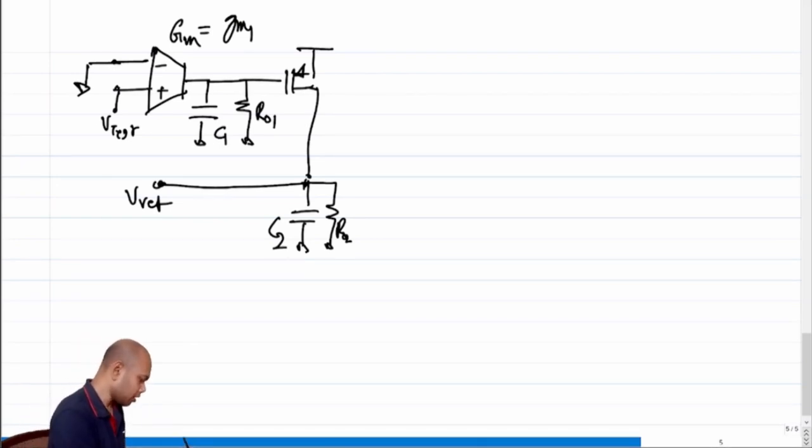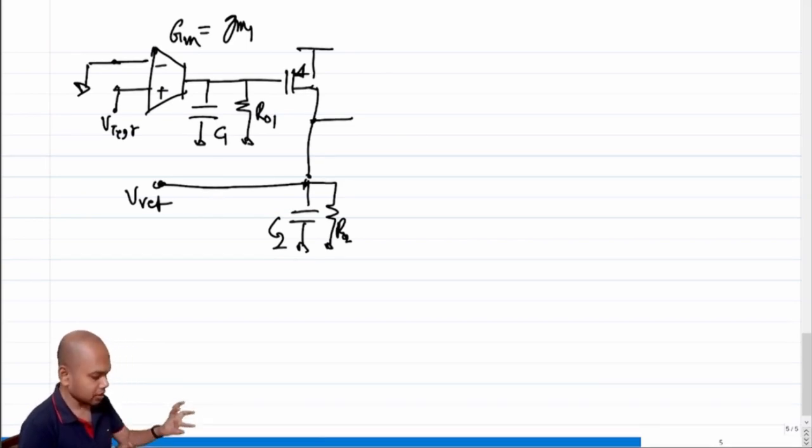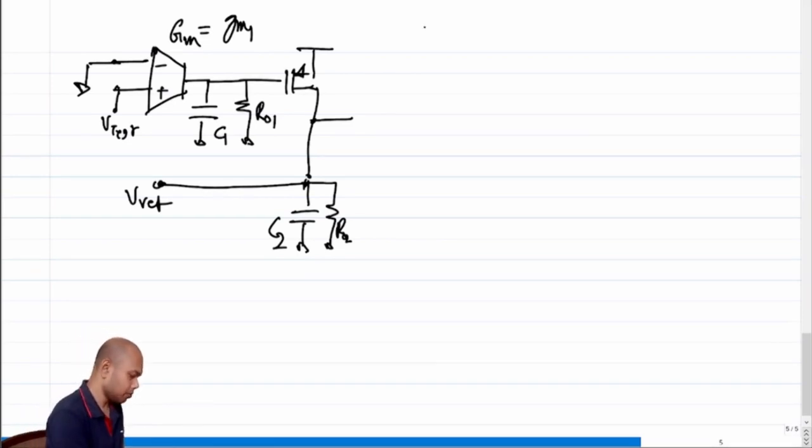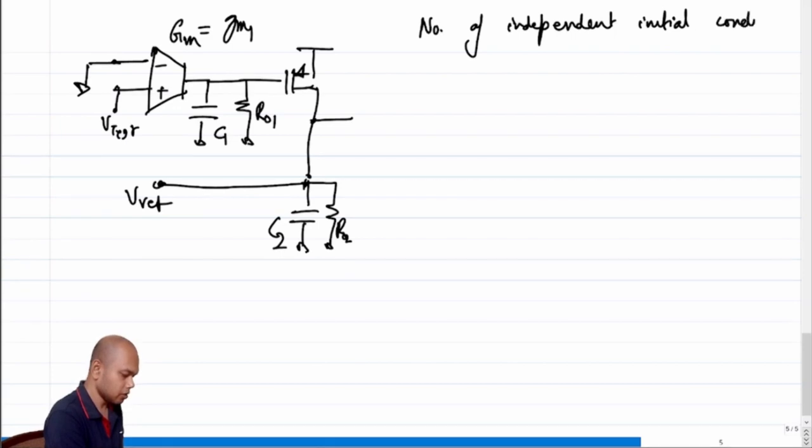Okay. So what is the order of this system? Clearly the order of the system is 2. We have two capacitors, right? We can set how many initial conditions on a capacitor? So the number of independent initial conditions in the net.